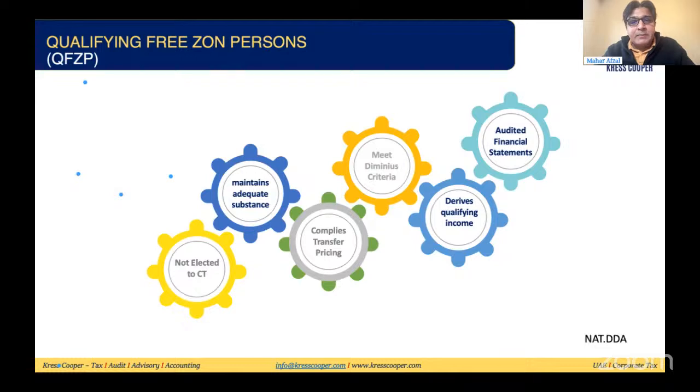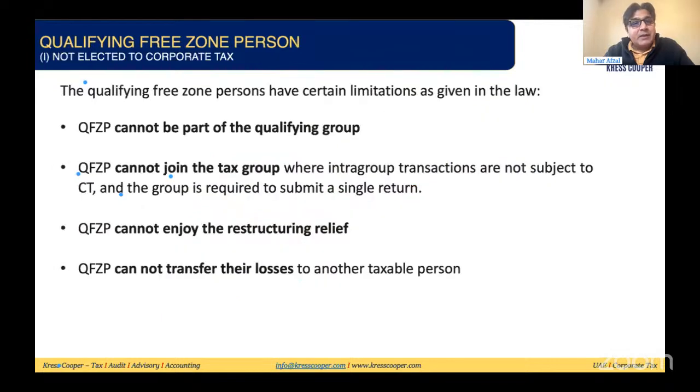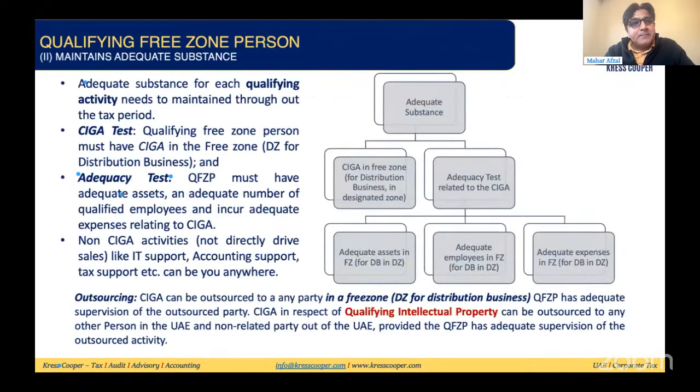Just keep in mind, these are the 6 conditions that you need to maintain to keep yourself as a qualifying free zone person. These conditions should be met throughout the period of time. These are the reliefs the qualifying free zone person cannot get. Qualifying free zone persons need to maintain adequate substance in the free zone, but if they're in the distribution business, they need to maintain adequate substance in the designated zones. This we have already discussed.